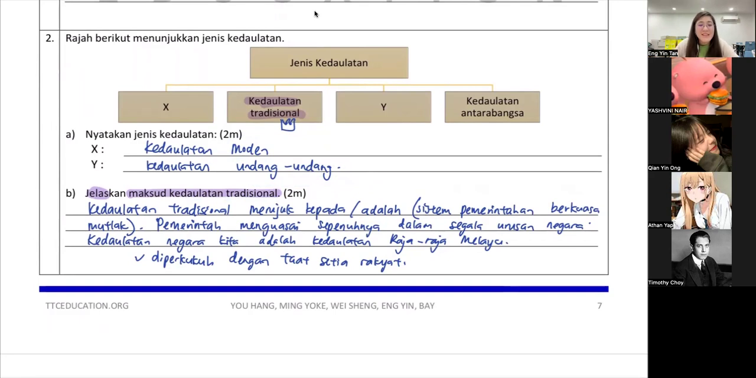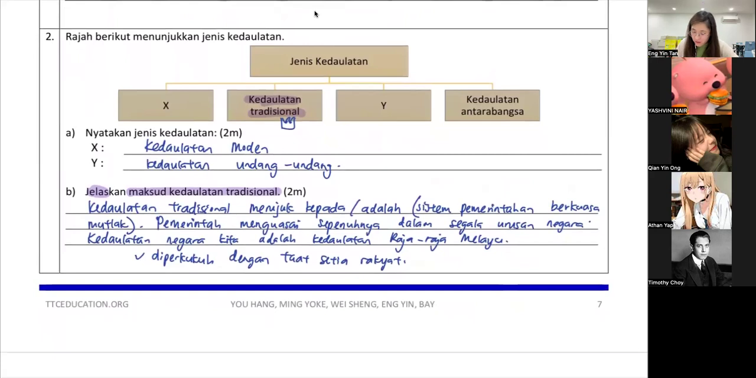Okay. So everybody, when you explain kedaulatan traditional over here, look carefully, everybody. Kedaulatan tradisional merujuk kepada, or you can just say adalah. What is kedaulatan tradisional? It means our government, last time the government, sistem pemerintahan, berkuasa mutlak. What is berkuasa mutlak? Like this, you get 1 mark. Berkuasa mutlak, you get 1 mark. Means having full power. Having full power means what? Menguasai sepenuh. Up to you.